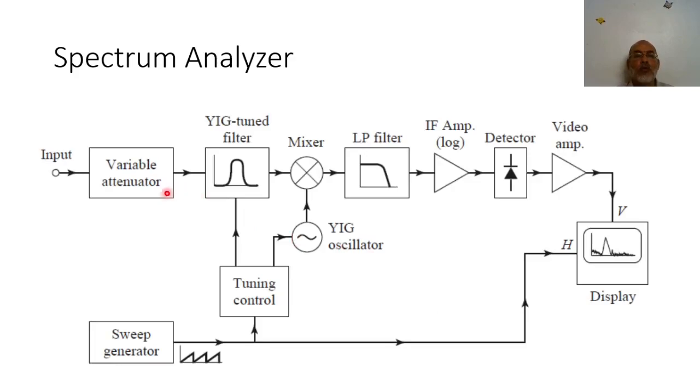Now the block diagram of a conventional spectrum analyzer, not a signal analyzer. Here we have the input signal, and to protect the remaining circuits of the spectrum analyzer, we have a variable attenuator at the input port, such that if the input power is high, we are going to increase the attenuation here. So the input signal to the remaining parts of the circuits of the spectrum analyzer would be at an acceptable level.